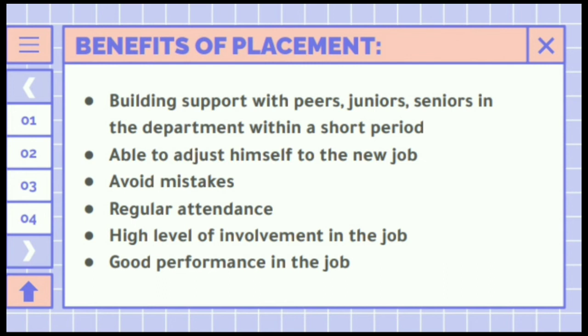Placement is a process of matching the jobs and the individual, and placement occurs when the individual is assigned a particular job. In simple words, placement is concerned with the sending of newly selected personnel to some department for work. It is also concerned with the assignment of authority and responsibility to the newcomer in the organization.